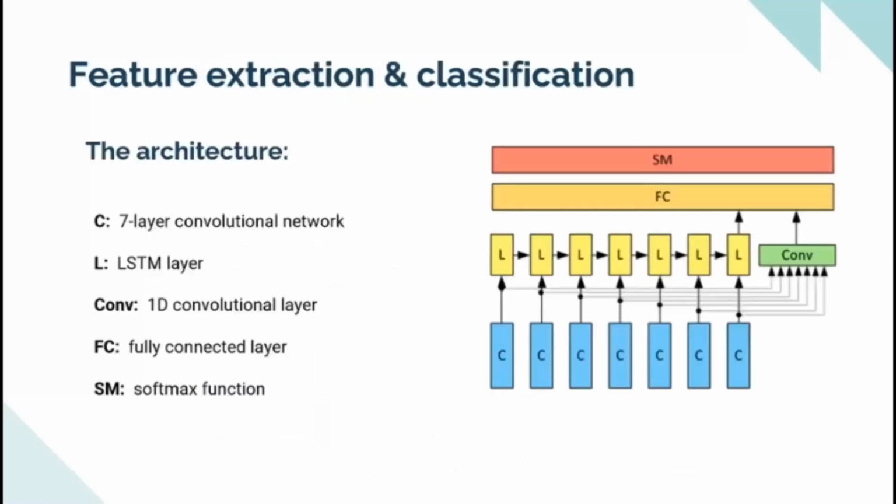The components of the network are CNN, LSTM, 1D convolutional layer, fully connected layer, and a softmax layer. The images are used as inputs to a 7-layer parallel convolutional network with shared weights, and the output is fed to the 1D convolutional layer and the LSTM. Then the output of those acts as an input to the fully connected layer and the softmax layer for classification and loss function calculation.